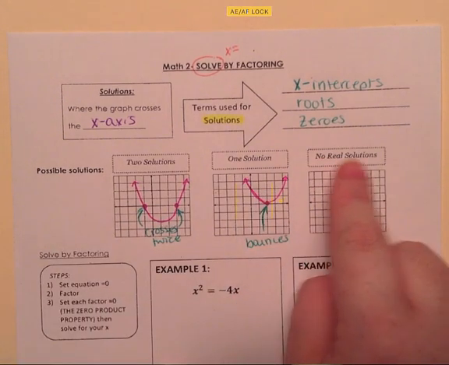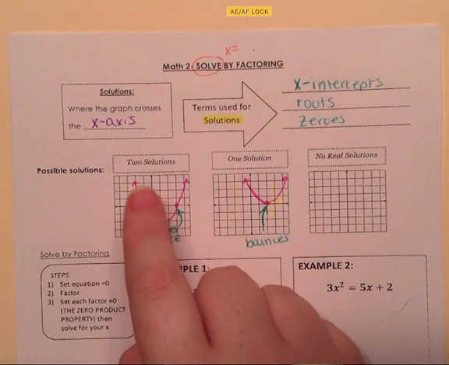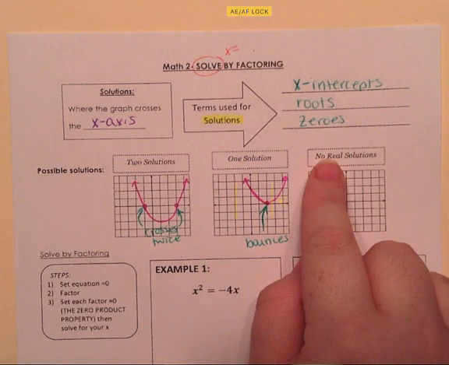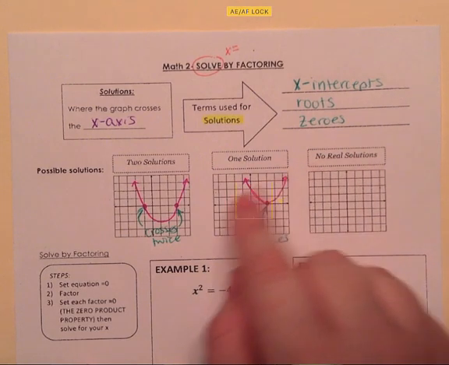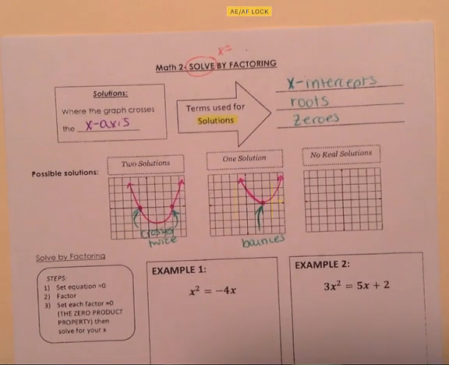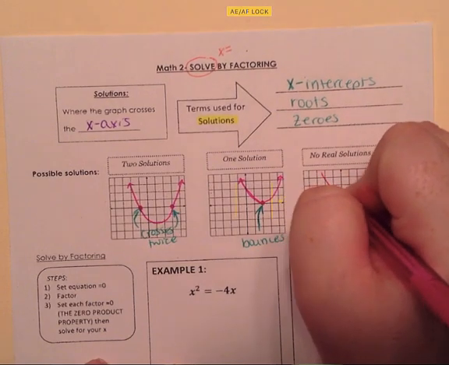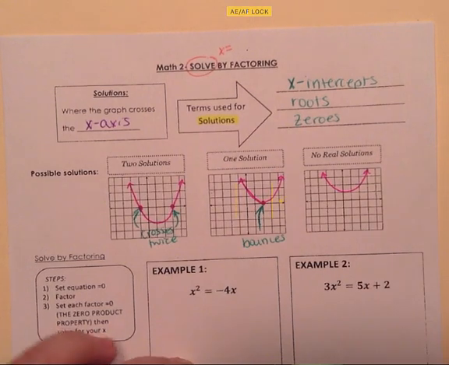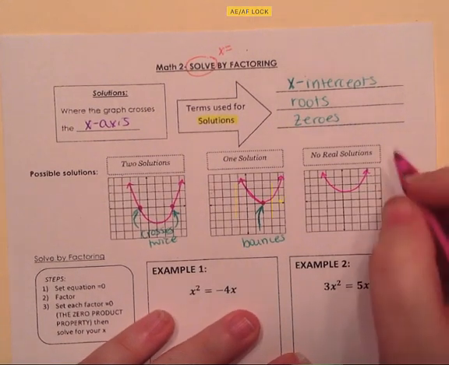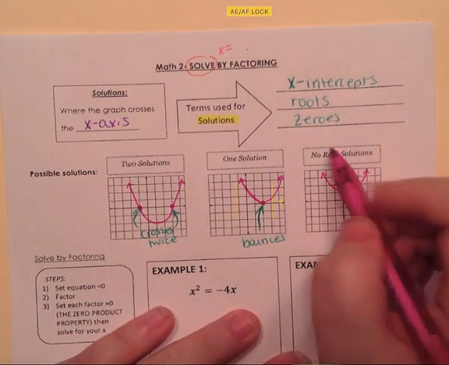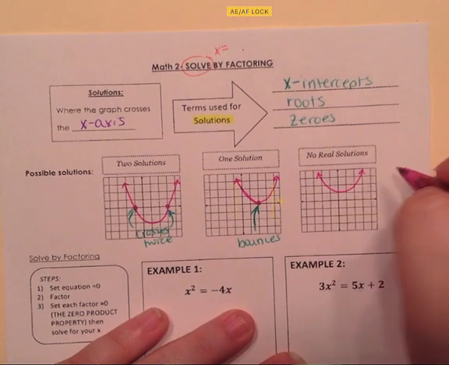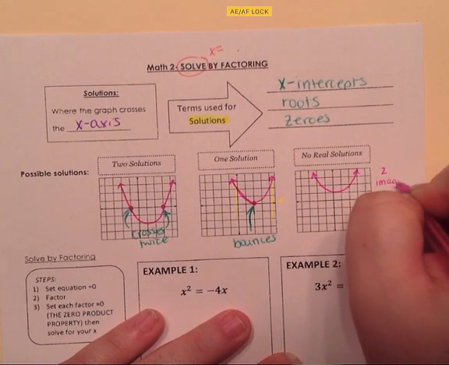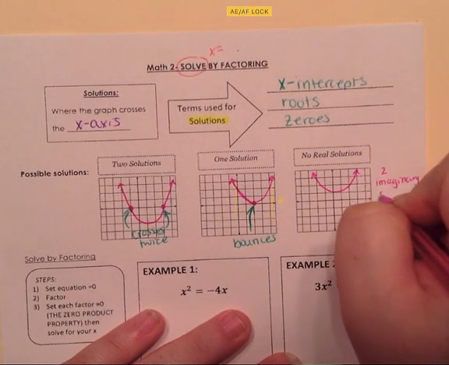And then we'll have no real solution. So we've had two solutions which are real, one solution which is also real. Then when you have no real solutions, it means that it's not crossing the x-axis. It still has a vertex and it still has a y-intercept, but it does not cross the x-axis. You still technically have solutions, but they're not real. So what that means is that you actually have two imaginary solutions.